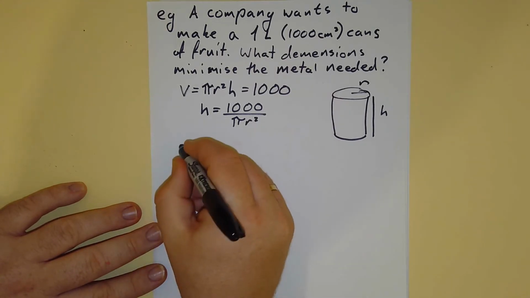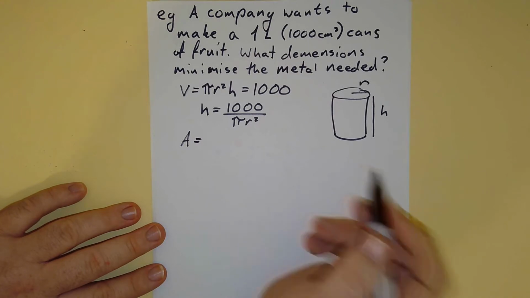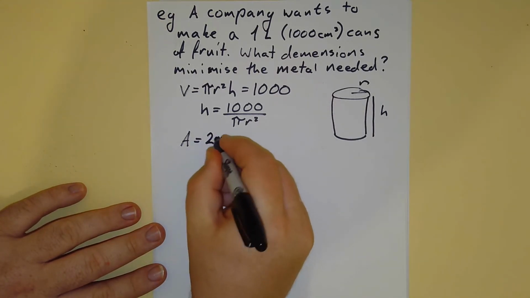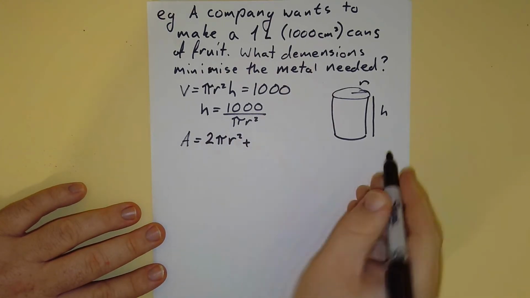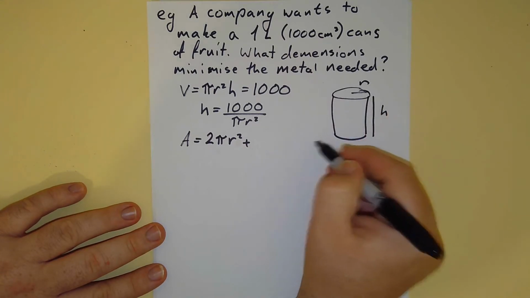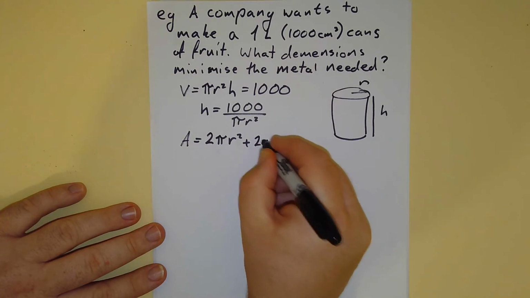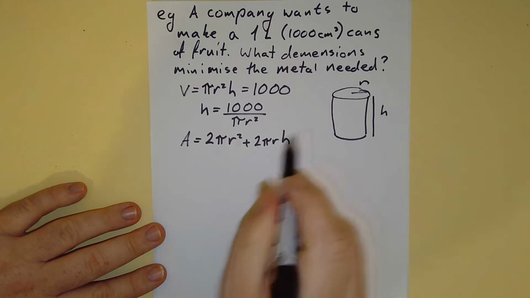Now I'm going to use A for surface area. Going back to our year 9 maths, I've got the two ends, and each of those is pi r squared, so there's two of them. And then the area of the middle bit, if we unfold it, becomes a rectangle of height h, and the length is the circumference of the circle, which is 2 pi r, and then we've got the h. And that's what we're trying to minimize.